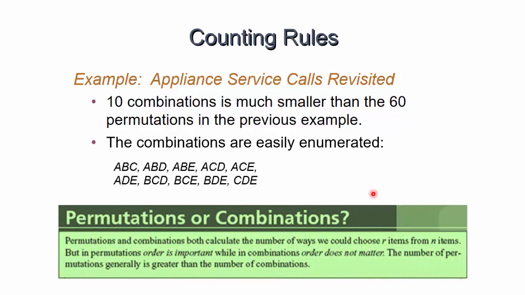So when do you use combinations? When do you use permutations? Both of them calculate the number of ways you can choose r elements from n items. But in permutation, the order is very important, while in combinations, the order does not matter. And the permutations are normally more than the combinations.